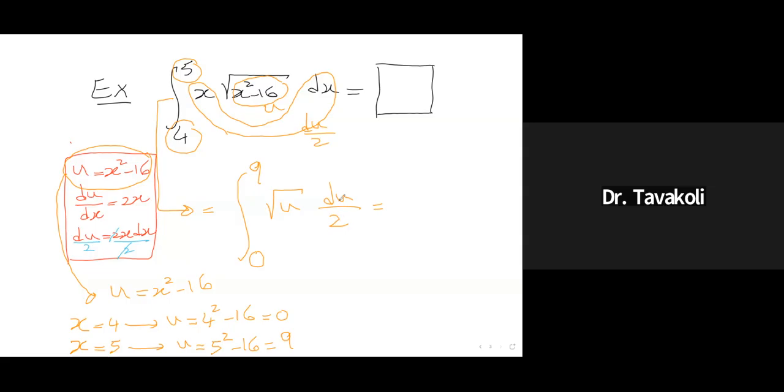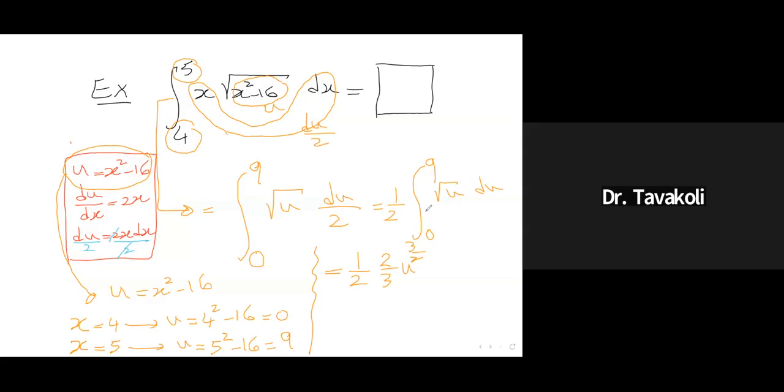The du over 2 has a 1/2, and that 1/2 comes out. So we have 1/2 the integral from 0 to 9 of radical u du. We have done the integral of the radical of the variable before. You have seen that in Calc 1, and in the earlier videos we had a reminder of that. The antiderivative of radical u is 2/3 u to the power of 3/2.